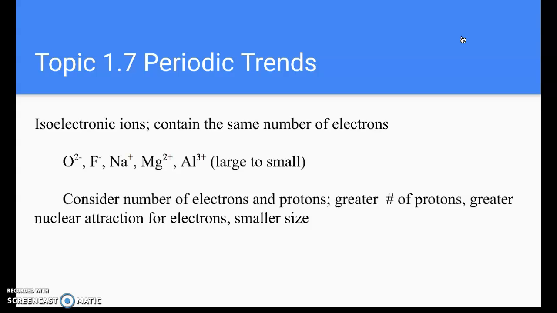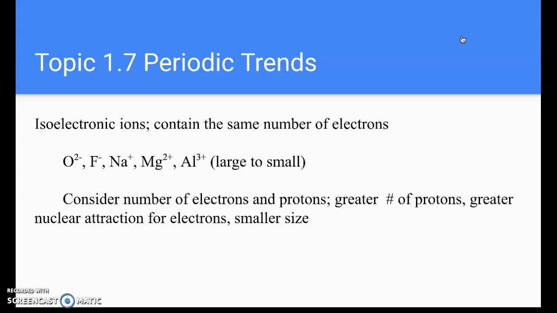So in this example right here, we have O negative 2, F negative 1, and then sodium positive 1, magnesium positive 2, and aluminum positive 3. Now all of those ions are isoelectronic with neon. They all have the same number of electrons as neon.